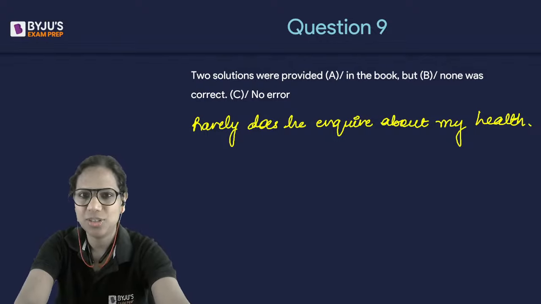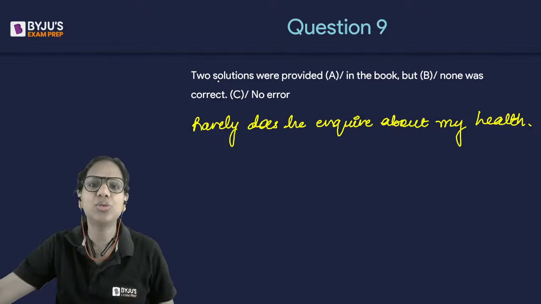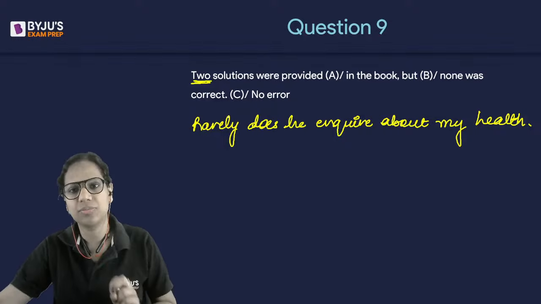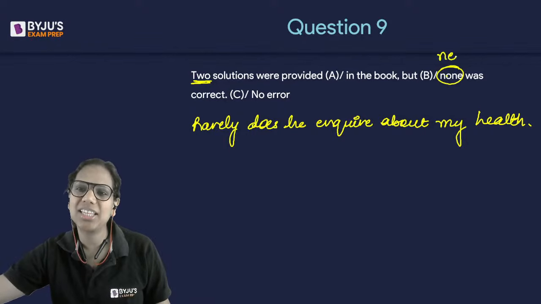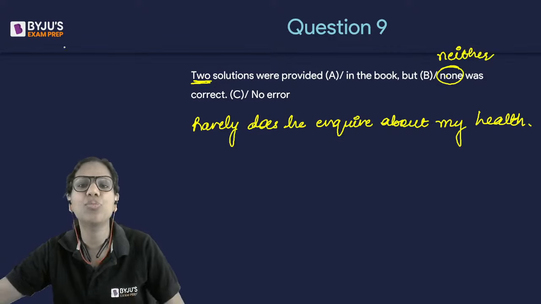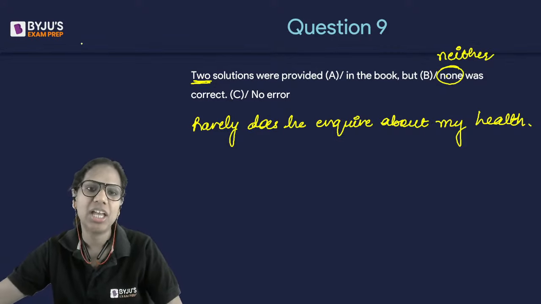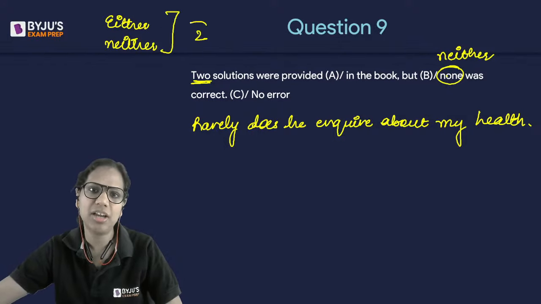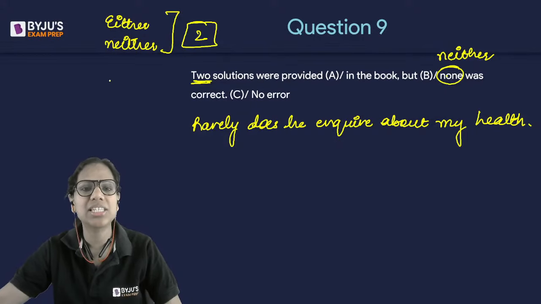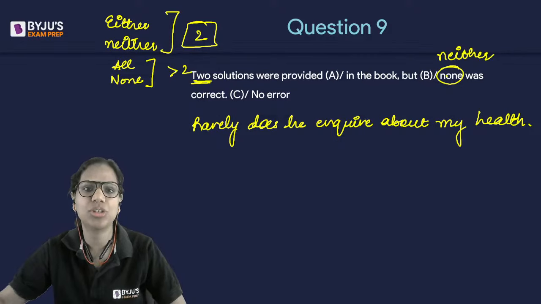Nobody has given the correct answer yet. Okay, chalo. Let me give you the correct answer. See, two solutions were provided. For two, we do not use none. For two, we use neither. For more than two, we'll use none. Right? So either and neither are used when we have two choices, whereas none and all are used when we have more than two choices.